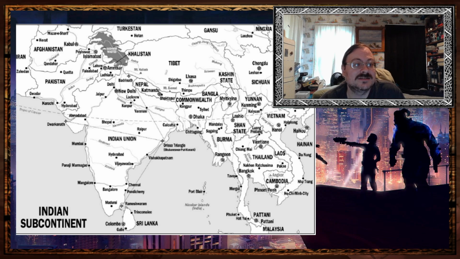You can see that their current neighbors are, of course, Nepal, Tibet, Pakistan, Khalistan, the Bangla Commonwealth, and Sri Lanka, all independent. Of course, their provinces, I'm not going to go through all of them, but they have 1, 2, 3, 4, 5, 6, 7, 8, 9, 10, 11, 12, 13, 14, 15, 16 provinces. I'm not going to go through them because I would really butcher a lot of their names, and I don't want to be disrespectful. But again, in the 6 World Almanac, you can take a full look at the provinces.